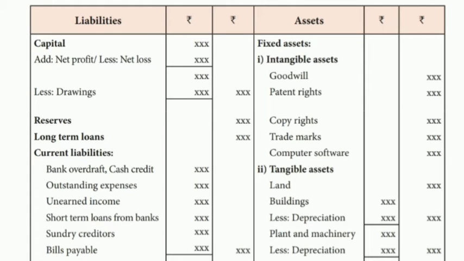Finally, it should be equal. So capital plus liabilities is equal to assets. This is the equation of the balance sheet. Let us discuss one by one.